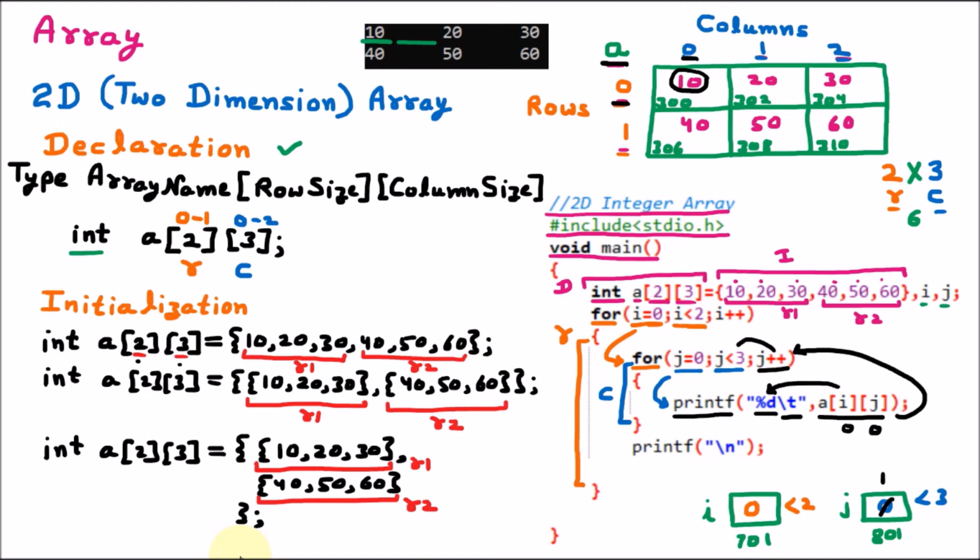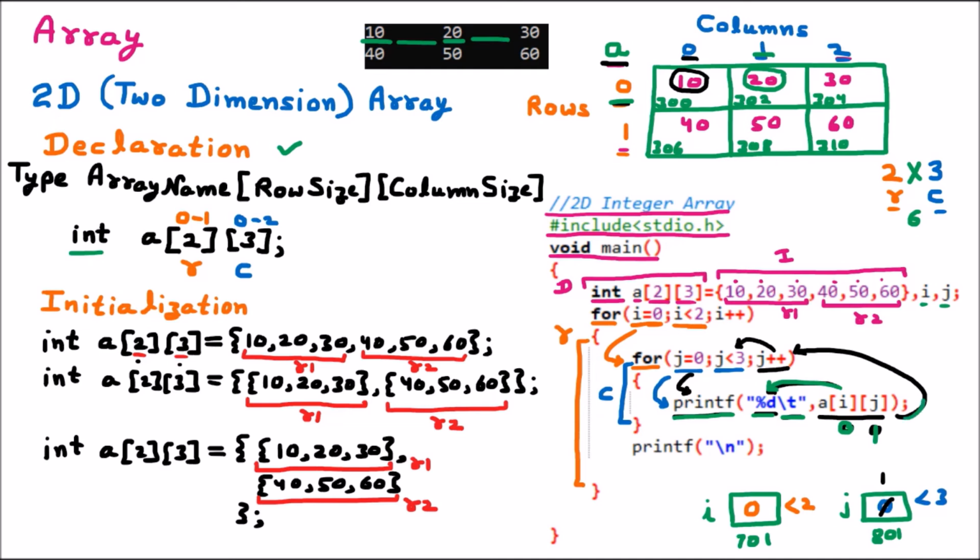Again checking the condition, j less than 3. So 1 is less than 3. Perfectly fine. Again coming inside and again printf line will work, and here %d for the integer value, it will take the value from a[i][j], and we know that a[i][j] value right now is 0 and 1. So here 0 and 1, that means we are going to fetch the value which is 20. So that 20 value will be displayed. Afterward a tab space will be given.